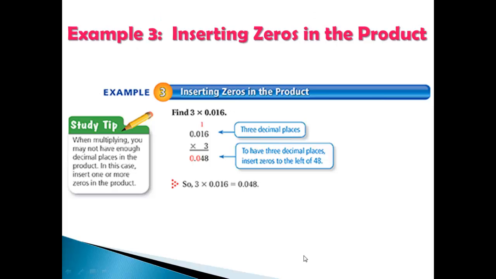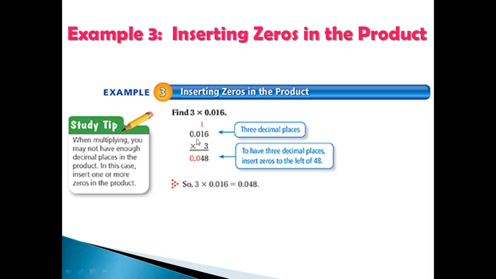Now for our third example, we're going to be inserting zeros in the product. We want to find 3 times 16 thousandths. So we need to go ahead and multiply. 3 times 6 is 18, so we write our 8 and carry our 1. 3 times 1 is 3, plus 1 is 4. And all we're left with is zeros. So we can go ahead and stop there.